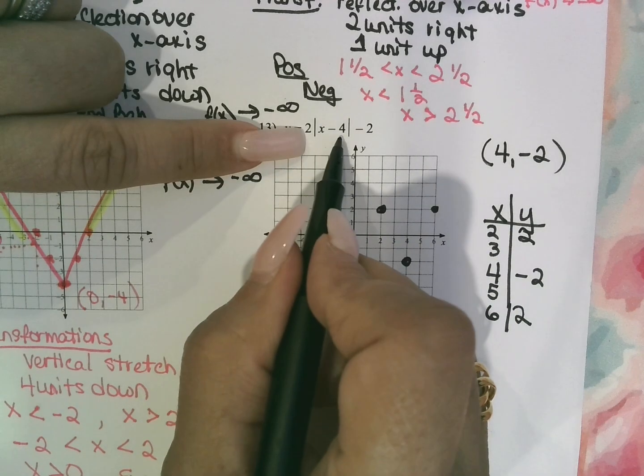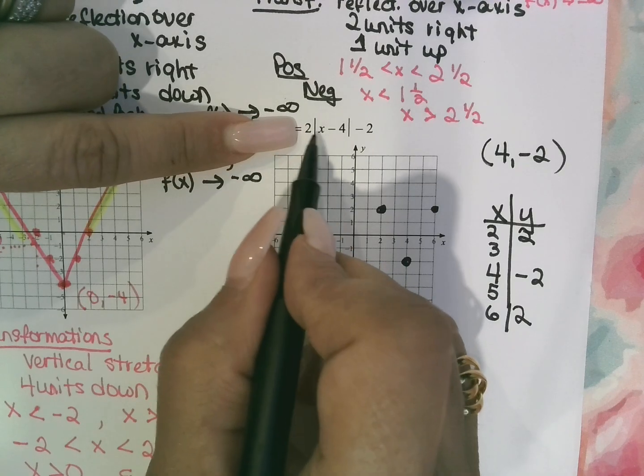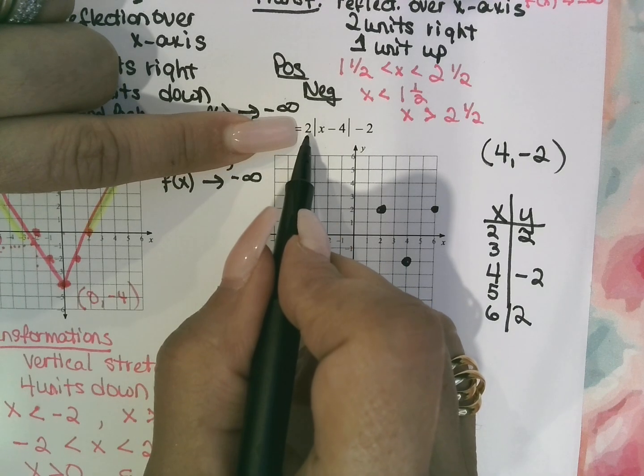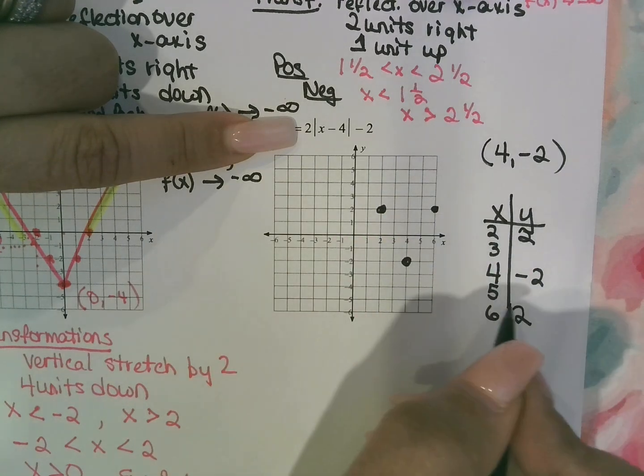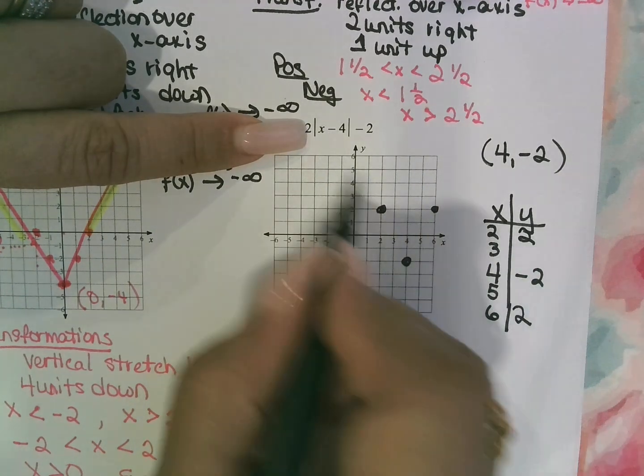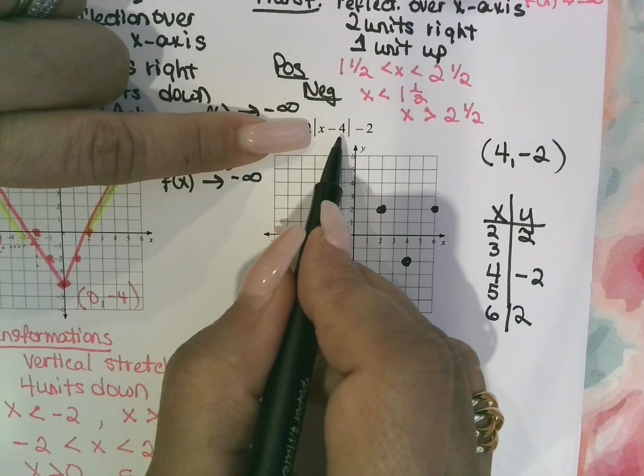Plug in a 5. 5 minus 4, that's 1. Absolute value is 1. 1 times 2 is... wait. 5 minus 4, sorry. 5 minus 4 is 1.